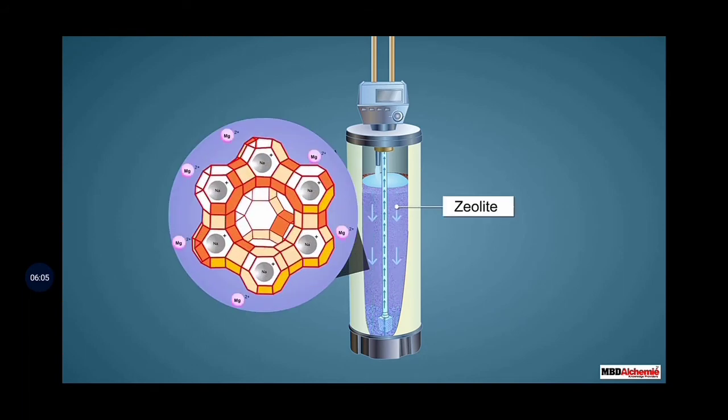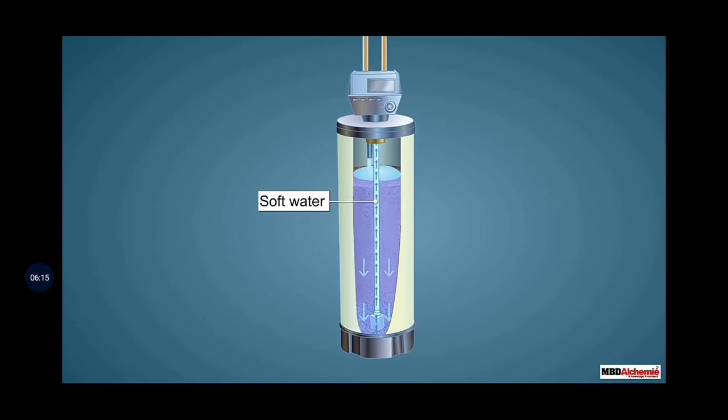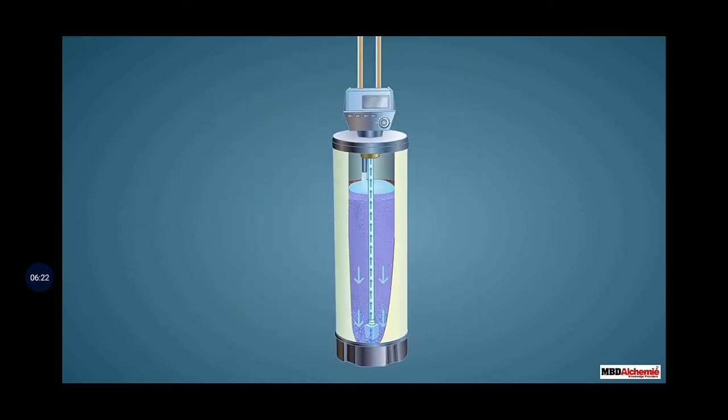During the process, zeolite loses sodium ions to the water in exchange for calcium and magnesium ions. This way, the water becomes free of calcium and magnesium ions and is left with only sodium ions, which do not make water hard. In other words, the hardness of water is removed.